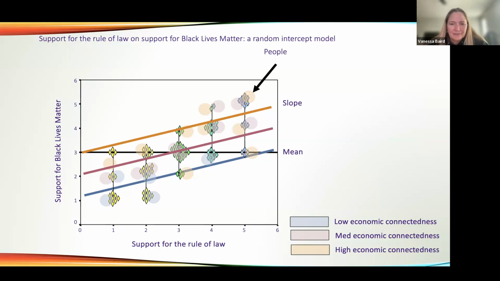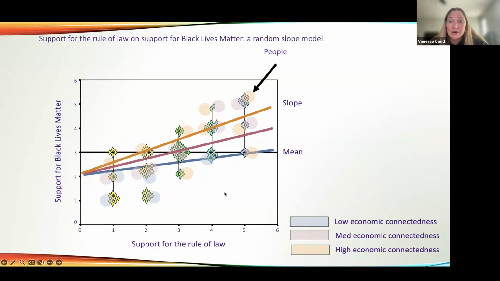So, and here, I made this data up. We've got low economic connectedness, medium economic connectedness, and high economic connectedness. And high economic connectedness, I just sort of predicted there would be a higher starting point of support for Black Lives Matter. All right, here we have the slopes vary, but the intercepts don't.